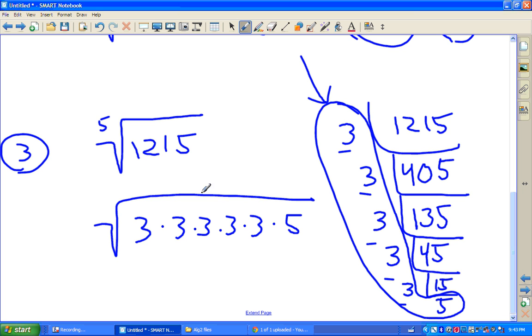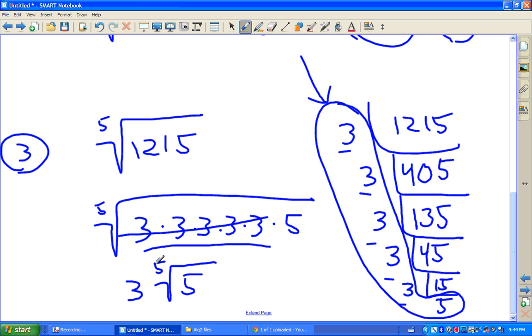But as soon as I say take the fifth root of this, there's 5 of these. It just comes out as a 3. These all come out like that. And what's left is the fifth root of 5. Done. That's my answer. That's as simple as I can make it.